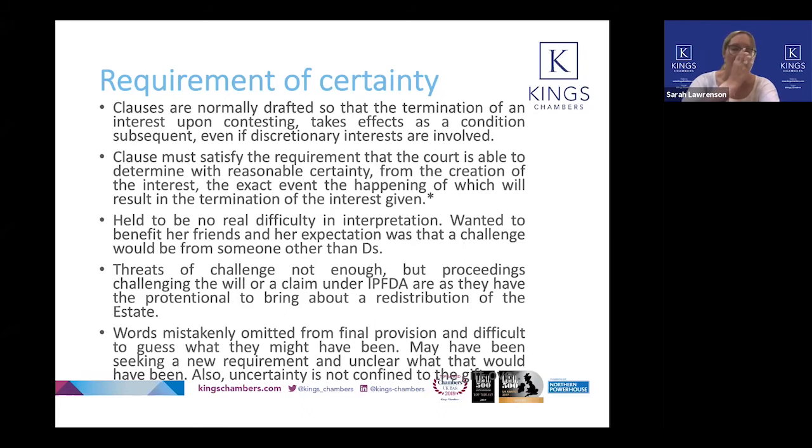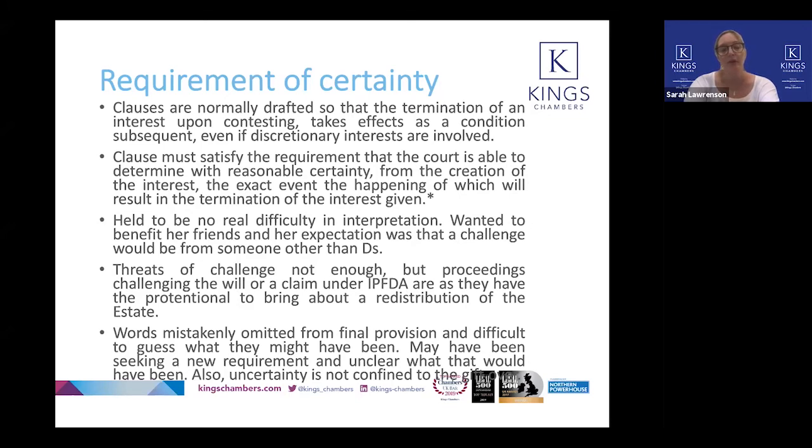However, it was held that that was not merely a threat. It wasn't enough merely to threaten a challenge, but that proceedings challenging the will or a claim, such as under the IPFDA, was required under the wording of her codicil. And the key was held to be the potential to bring about a redistribution of the estate.